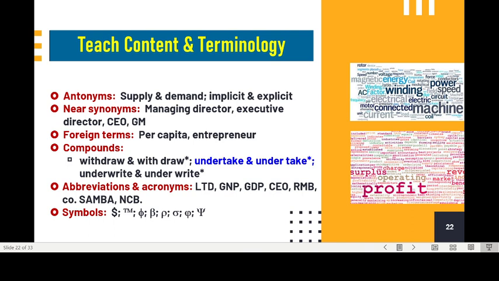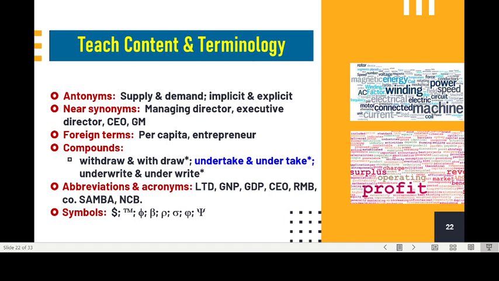There are also compounds. Now, there are three types of compounds. Compounds usually consist of two words. The two words can be separate, like high school. They can be agglutinated, spelled together as one word, like withdraw money from the machine. And they can be hyphenated.